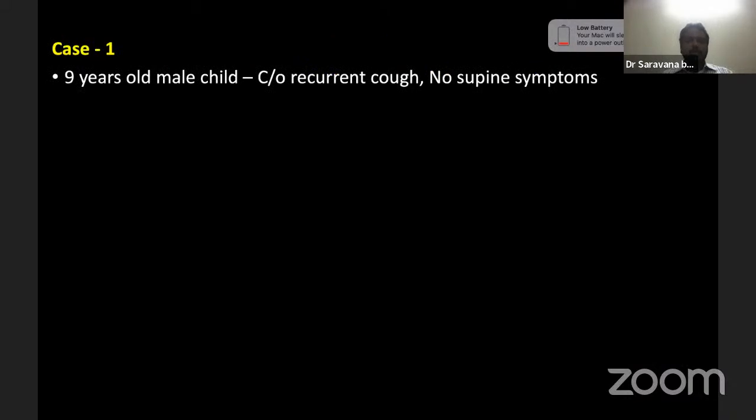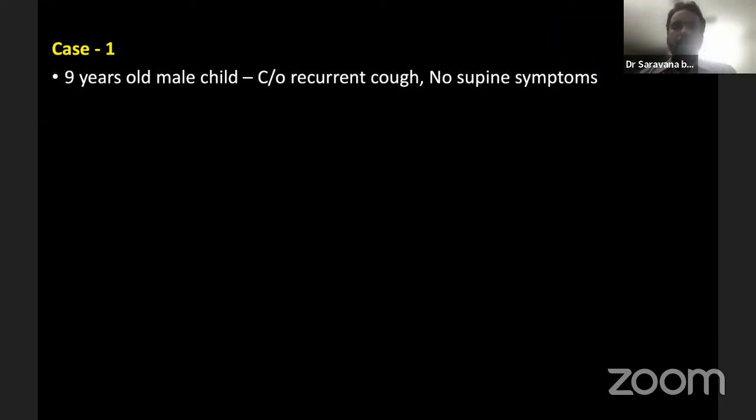So now I will discuss a few clinical cases, to see how the preoperative imaging and history helped us in managing these kinds of patients. Case number one is a 9-year-old male child with a complaint of recurrent cough with no supine symptoms.